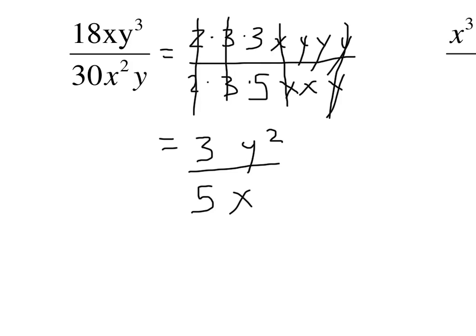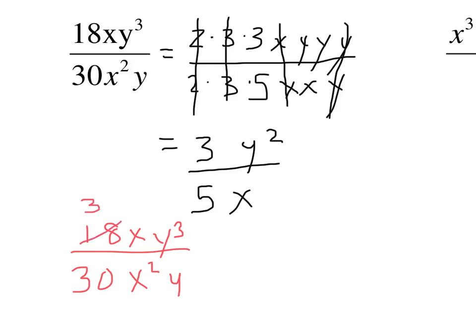Let's write the problem down again. So we have 18xy to the third over 30x squared y. Now, 6 will divide evenly into 18. It will go 3 times. 6 will go into 30 5 times. You have x over x squared. One of those x's will cancel with one of those x's in the denominator. That leaves you an exponent of 1.